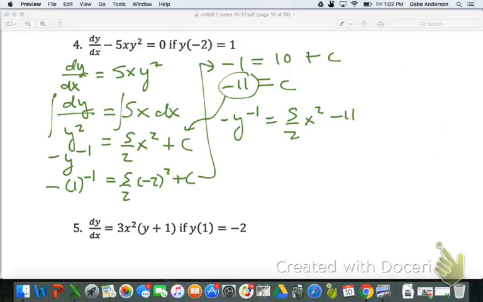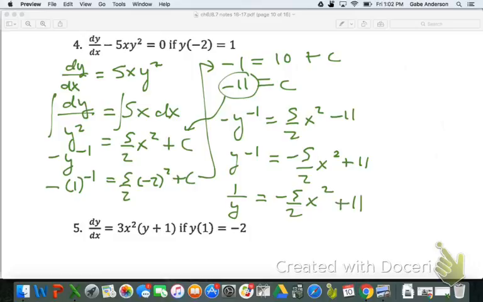Yeah, fair question though. I would multiply through by a negative, right? Because we're trying to get the y by itself. So that would give me y to the negative 1 equals negative 5/2 x squared plus 11. And then I saw a lot of you guys doing something similar to what we did before, which is flip both sides. So you end up with a final answer of y equals 1 over negative 5/2 x squared plus 11. Okay.